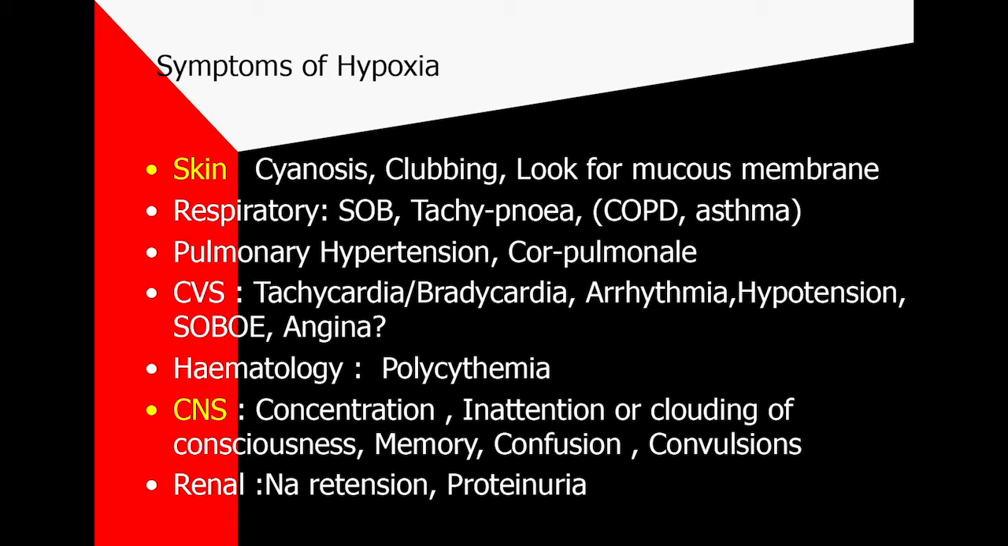Respiratory system: shortness of breath, as we said, tachypnea. Pulmonary hypertension, cor pulmonale, they are usually blue. Cardiovascular system: they can get arrhythmias, bradyarrhythmias, hypotension, and angina can be precipitated by hypoxia. Hematologically, as a result of hypoxia, the bone marrow reacts and it causes polycythemia. What hormone causes polycythemia, increased red cells? EPO? Erythropoietin? Yes, very good, erythropoietin.